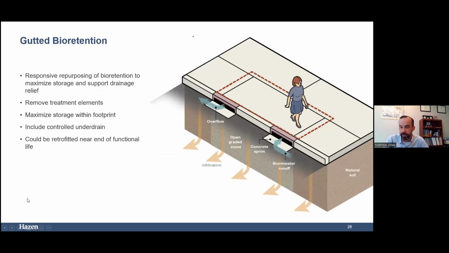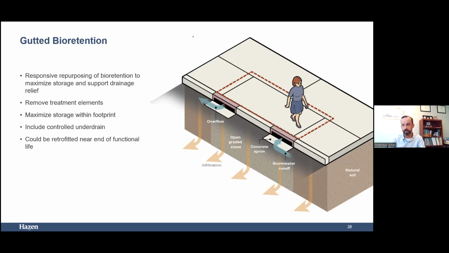So the last scenario that we looked at from this routing, we're calling a gutted bioretention. Now, as a big green infrastructure enthusiast, this is somewhat horrifying, but the intent is kind of a responsive repurposing of bioretention to maximize storage and support drainage relief. So in some respects, it's forgoing the water quality benefit and removing those filtration and treatment elements and really doing what you can to maximize the storage within that same footprint. So it would include a controlled underdrain. It really becomes kind of a mini detention feature.